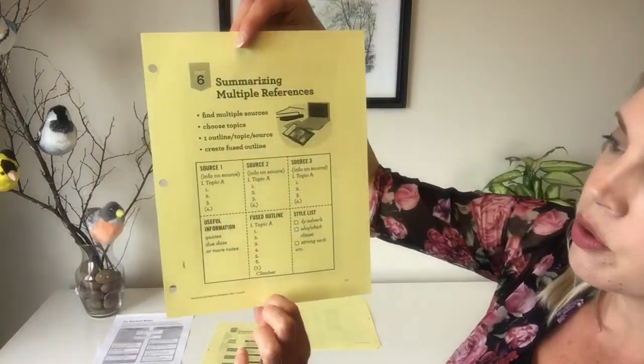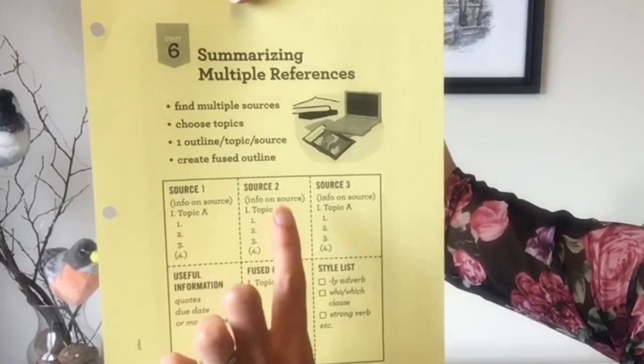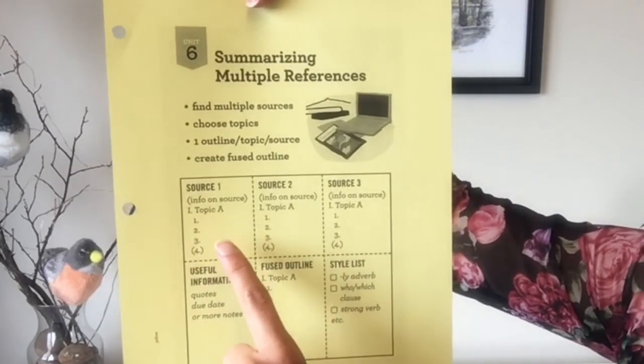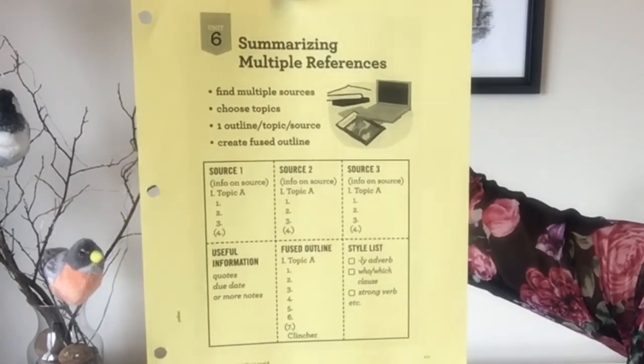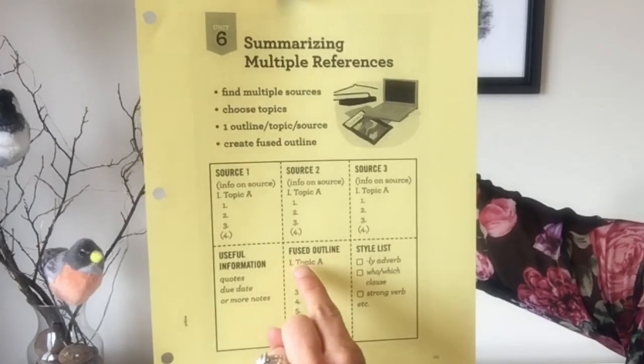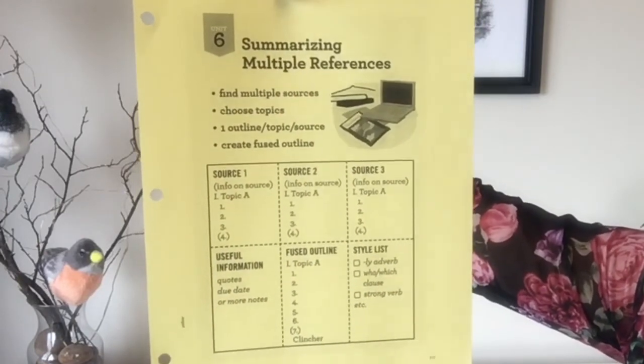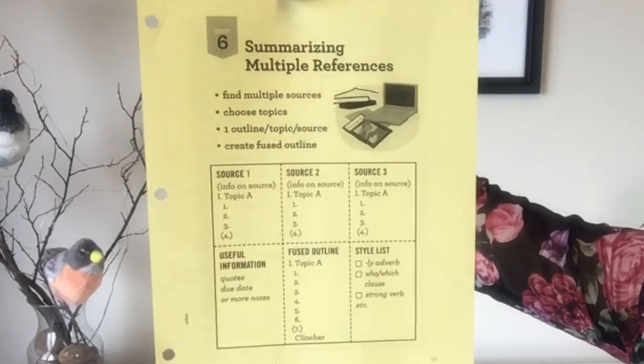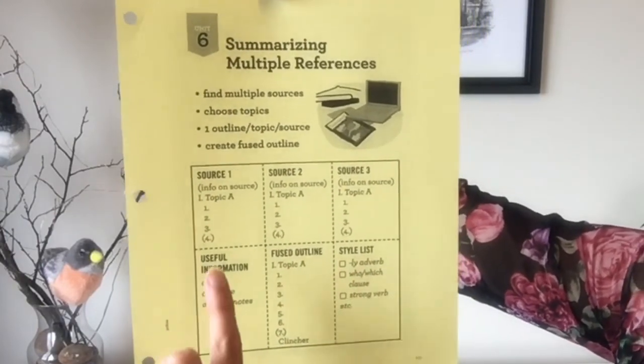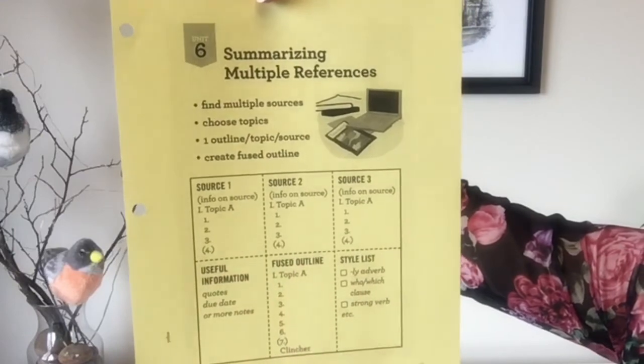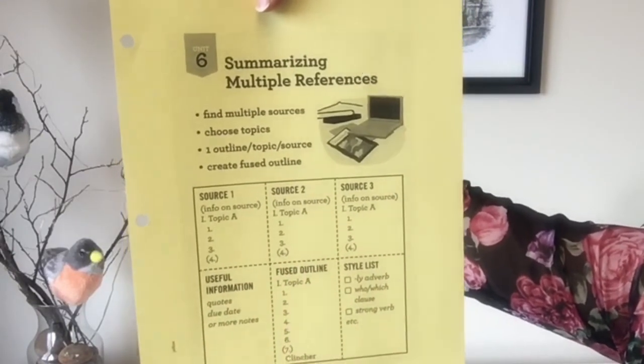So it teaches them in Unit 6 how to have 3 different sources. You write down some key things from each source, and then you make your topic, because that's going to help you determine what is the most relevant information. You want things that support your topic. And then you pick and make one fused outline, and you write from this one. So that is Unit 6, and it is a little tricky when you have multiple sources, but it is really an important unit, and I love it.